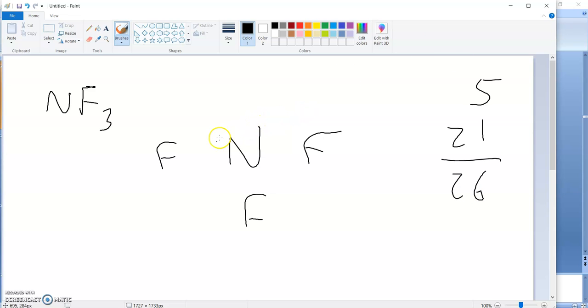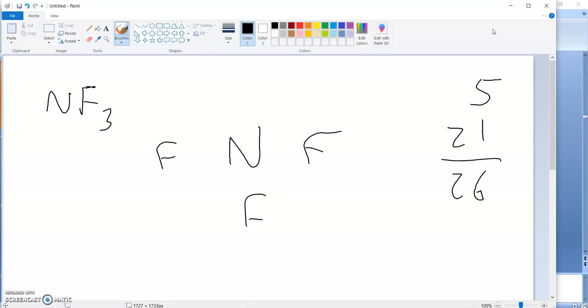If this had been a negative charge on this, well, remember, electrons are negative, so I would have to add 1 more electron. If it's a 2 negative, I would add 2 electrons. If it's positive, I would remove electrons, and so on. But for now, we'll stick with neutral molecules. Now, we have 26 electrons to work with. So what do we do with them?